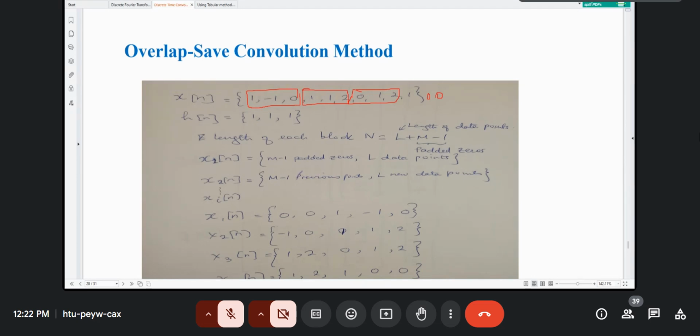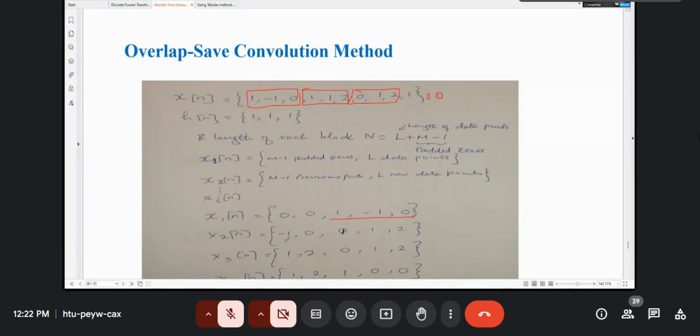So once we do that, for x1 of n, of course, we don't have any previous samples. So for x1 of n, we are going to start with, we're going to pad with M-1 zeros. So M is 3, because M is the length of h of n. So M-1 is 2, so 0 0. Then that is this sequence.